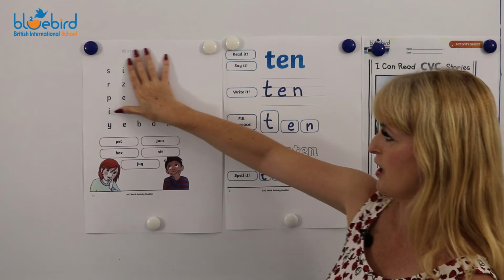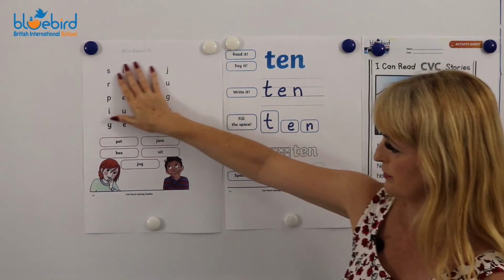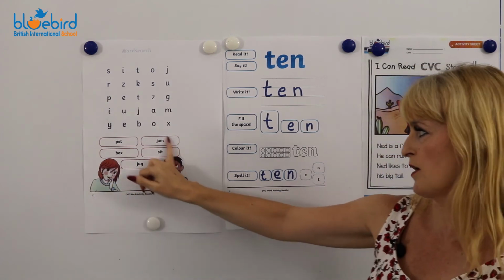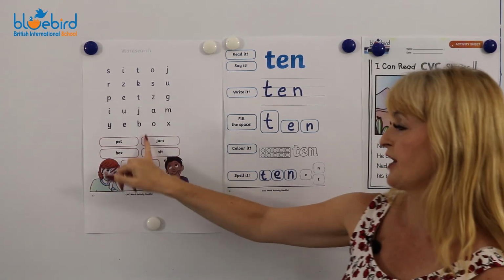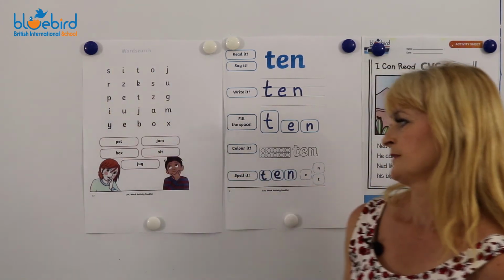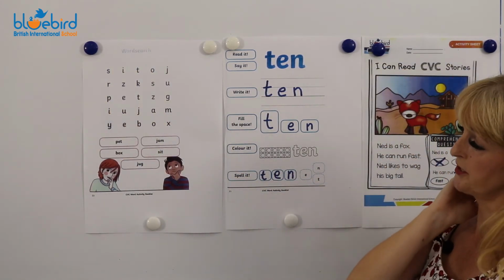Now here we're moving on to our word search. So we have our different reading words that we've been learning, and we're going to have to find them inside our word search box. Okay, so let's read the first word together.